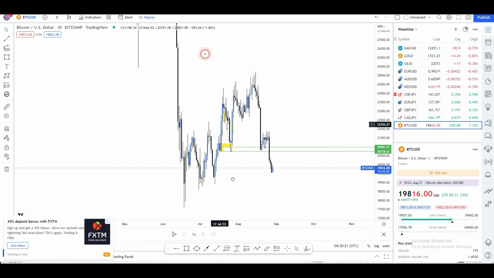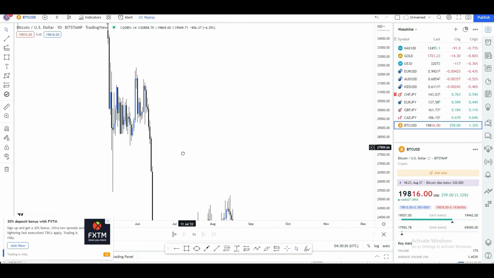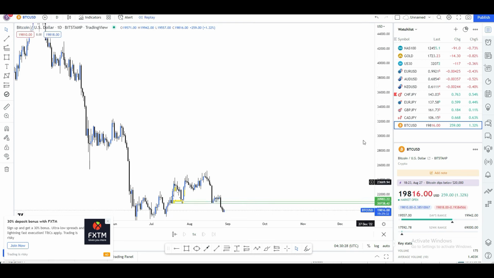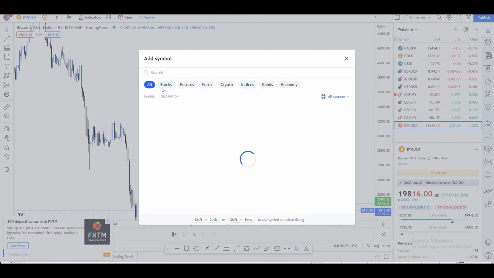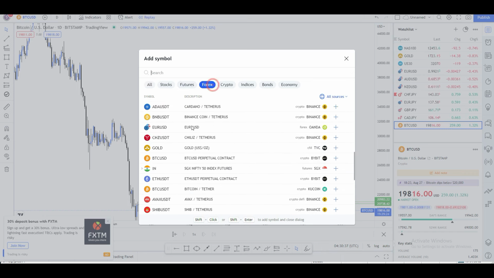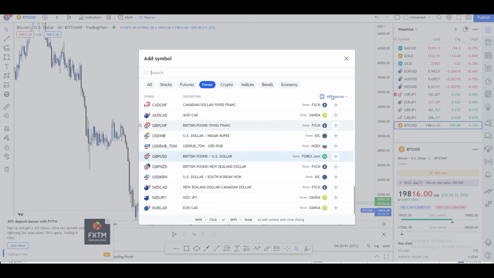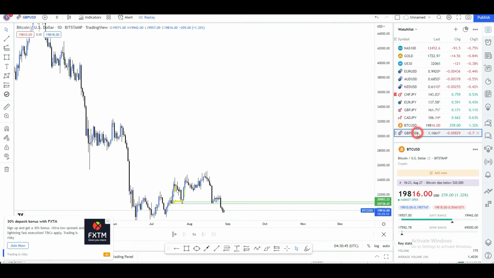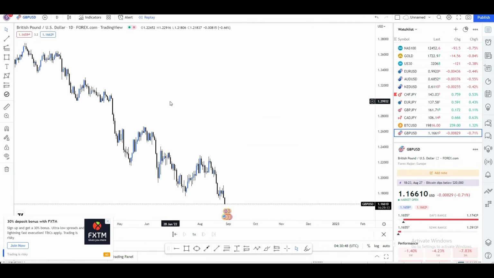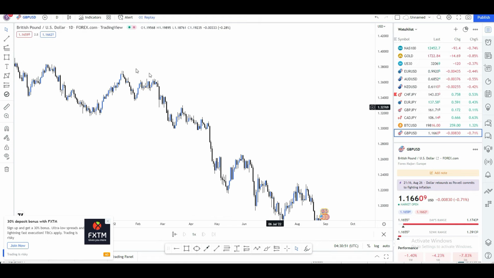We can find these examples everywhere, guys, on any time frame. There's no specific time frame where you can look for this, but it would definitely increase your probability. Let us look at GBP USD and see if we can find those examples maybe in our higher time frame.